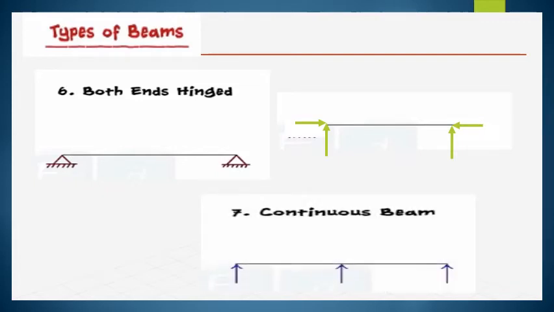Continuous beam: if the beam has more than two supports, then it is called a continuous beam. The beam can have four supports, five supports, etc. If any beam has more than two supports, it is called a continuous beam.